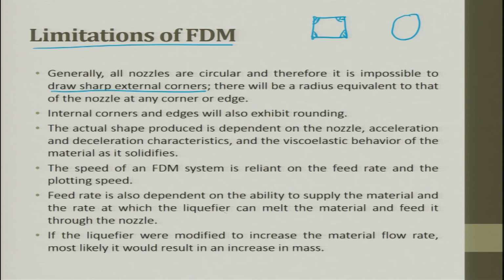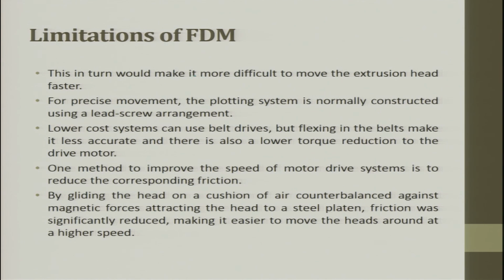These are the limitations. This in turn would make it more difficult to move the extrusion head faster. For precise movement, the plotting system is normally constructed using a lead screw. This is what I told you. The low cost system will always have a belt because here the accuracies are not there, but flexing in the belt makes it less accurate and this also means a lower torque reduction to the drive motor. One method to improve the speed of the motor drive system is to reduce the corresponding friction. So, we go for polymer timing belts.